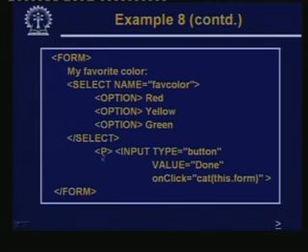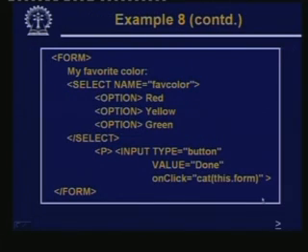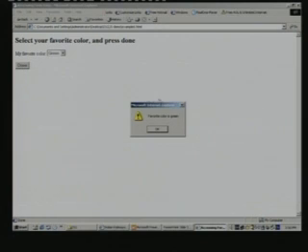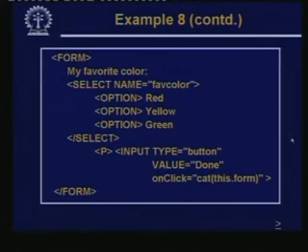This is the form, this is the select box whose name is fav color, options are red, yellow, green, and you call that function if you press the mouse, and here if you execute it, you can change your favorite color to red, yellow or green. Suppose it is green, I press done, there is an alert box, favorite color is green. Okay. So, this shows how you can access the individual items of a select box.